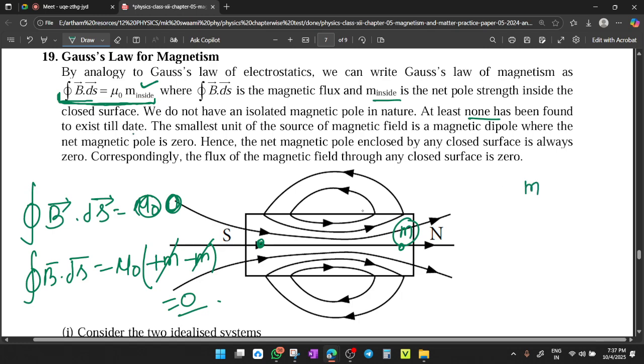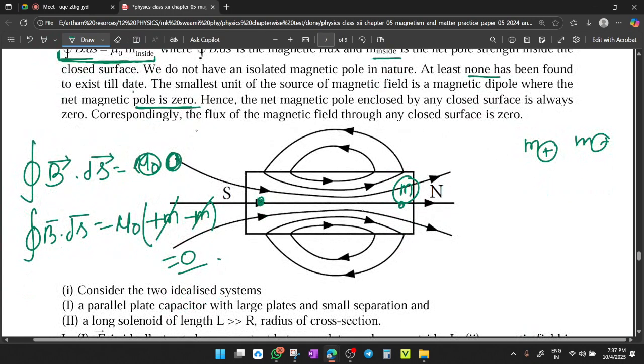Means if M plus is there, then definitely M minus is there. The smallest unit of source of magnetic field is a magnetic dipole, where the net magnetic pole is 0. Yes. So if the net magnetic pole is 0, then the value of M inside is equal to 0. Hence, the net magnetic pole enclosed by any closed surface is always 0. Correspondingly, the flux of the magnetic field through any closed surface is 0. Okay, fine.